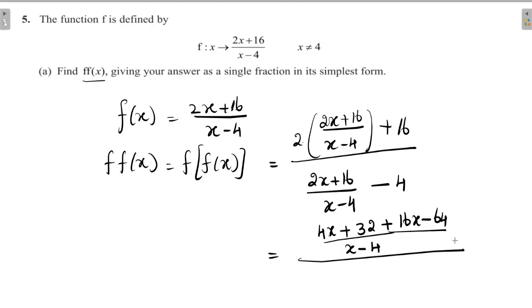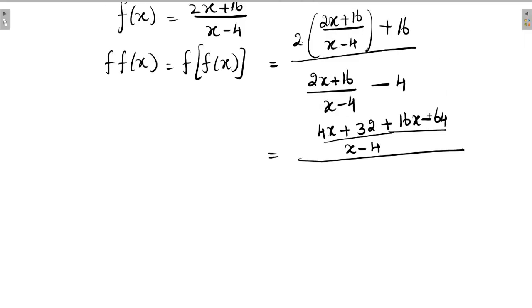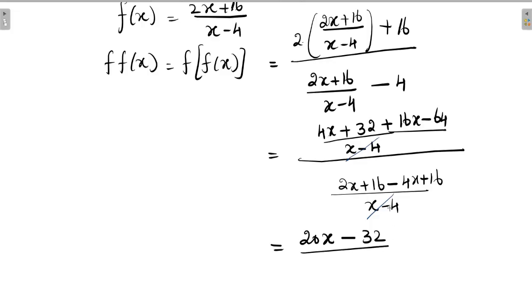The whole divided by the denominator, also consider x minus 4 as the LCM. So x minus 4, the numerator is 2x plus 16 minus 4x minus 4 into minus plus 16. Now the denominators, equal terms x minus 4 will be cancelled. Let's simplify the numerator. 4x plus 16x is 20x. 20x minus 32 divided by 2x minus, that is minus 2x plus 32.